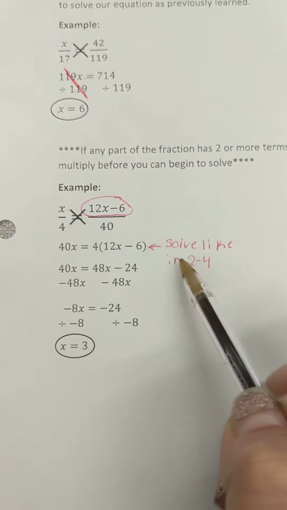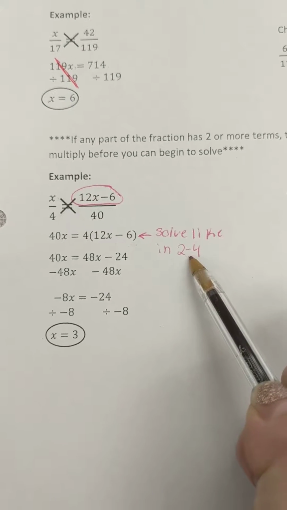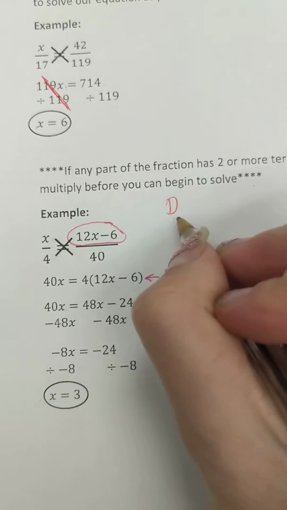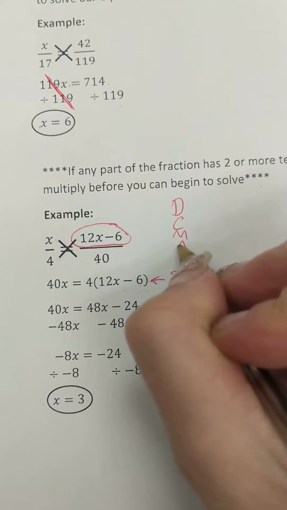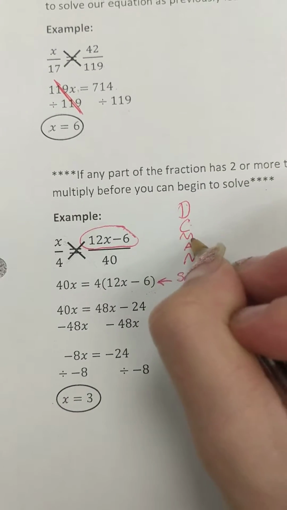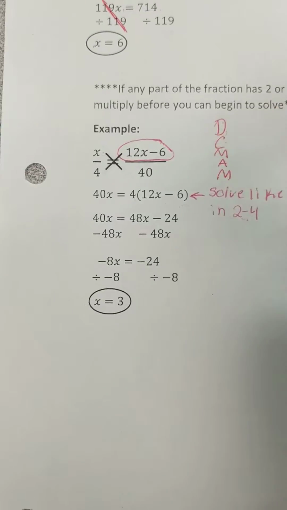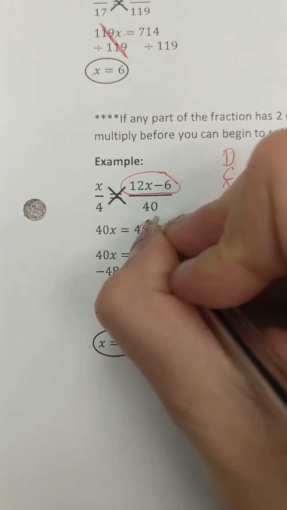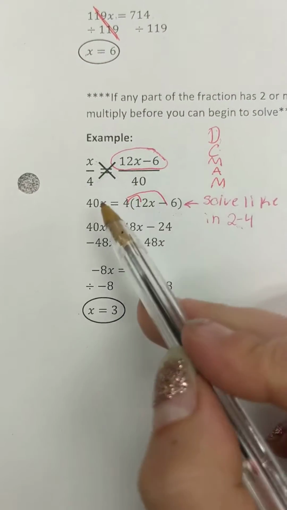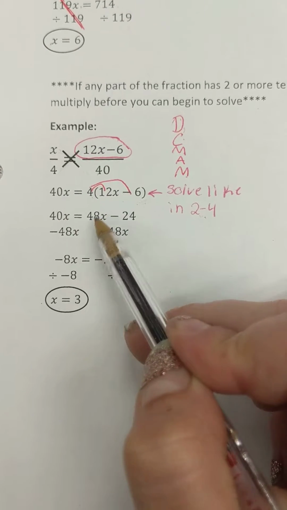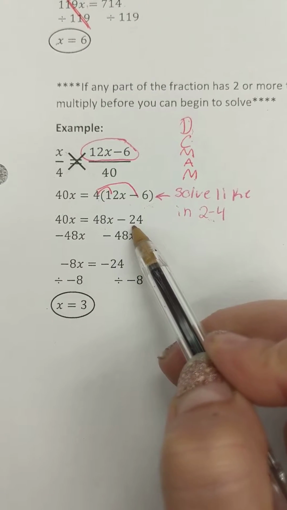Now we can solve just like we did in 2-4. So remember, don't call me after midnight. D stands for distribute. So we have some distributing. So 40x equals 4 times 12x is 48x, and 4 times negative 6 is negative 24.